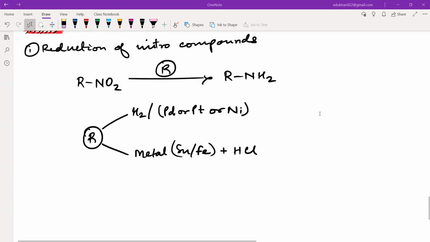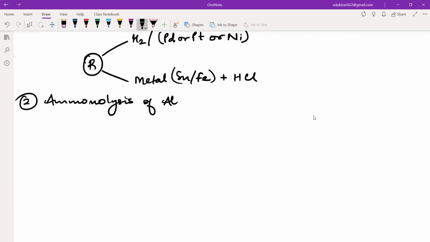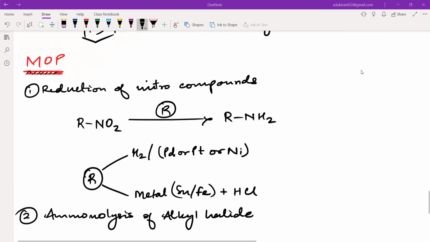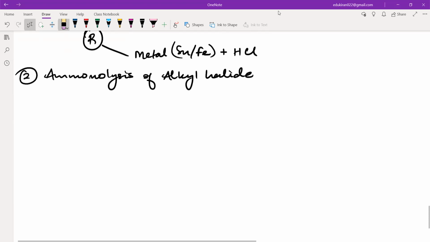Okay. Now, next is ammonolysis of alkyl halides. Alright. अच्छा, what will be prepared? Tell me. क्या बनेगा? Ammonia? Method of preparation of क्या है बताइए तो? What are we preparing? अरे, where, Amine, are you? Amine. हाँ ठीक है.